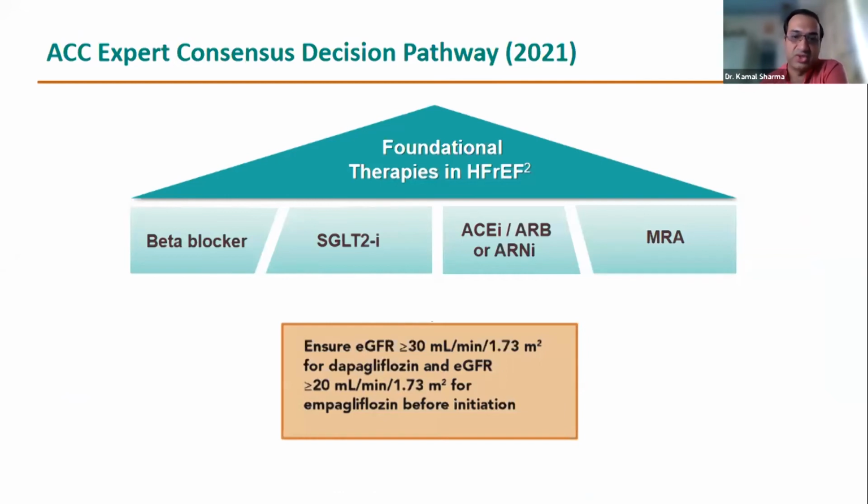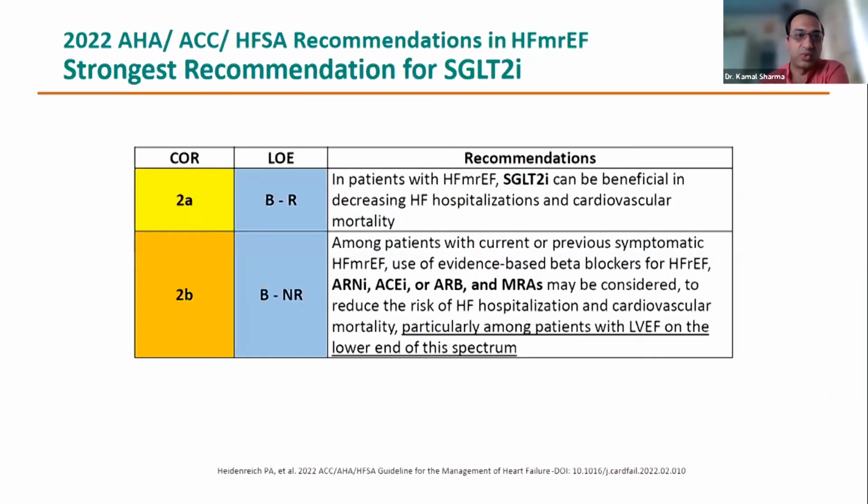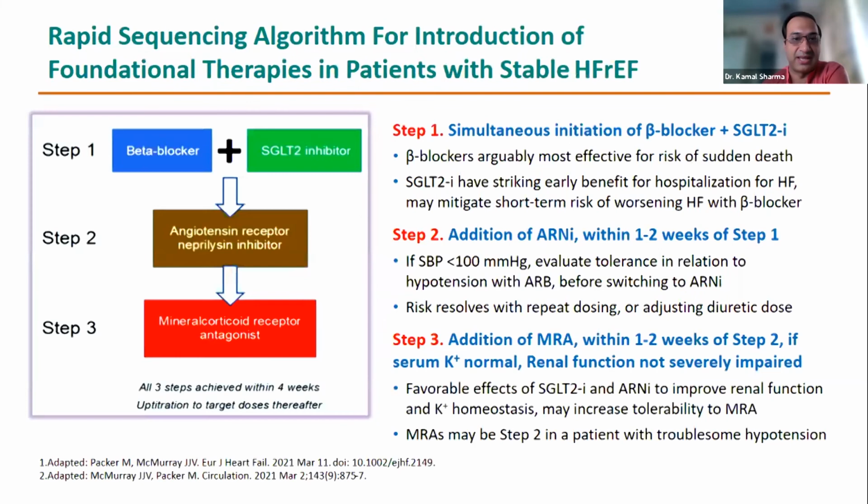So you need to just ensure eGFR is more than 30 for DAPA and more than 20 for EMPA for the initiation. The 2022 guideline recommendation has now come as 2A in patients with mid-range ejection fraction. Also, SGLT2 is beneficial in reducing the heart failure hospitalization and CV mortality.